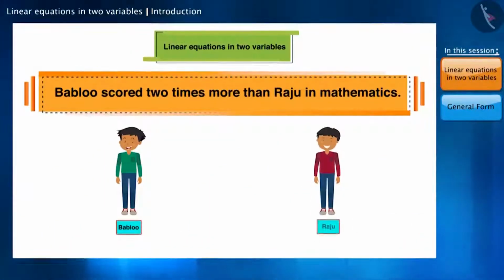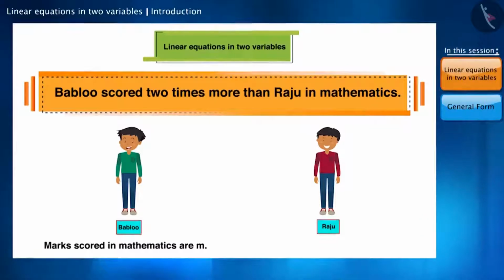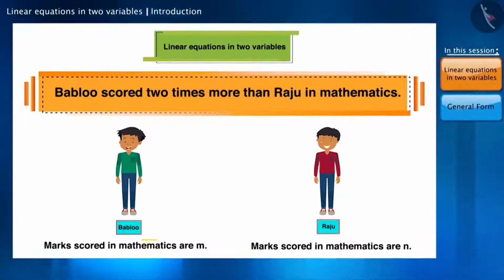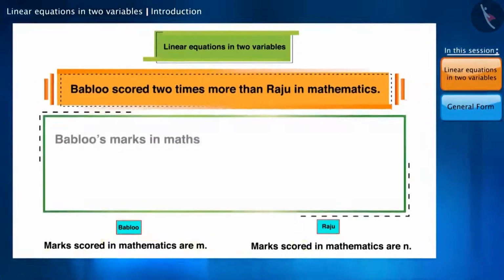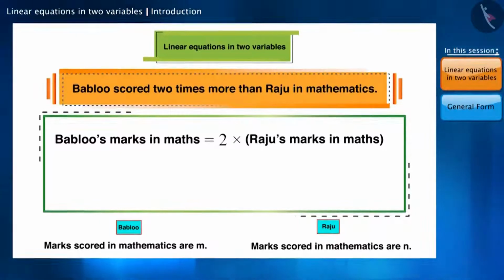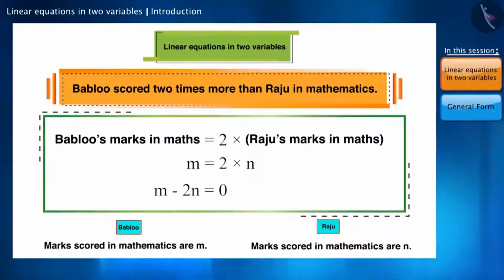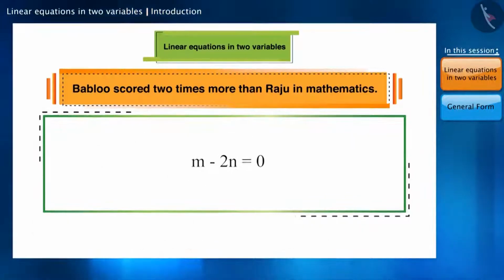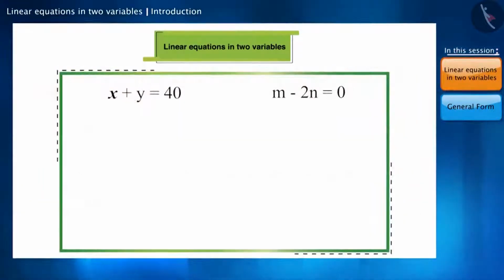Let's look at another example. Bablu scored 2 times more than Raju in mathematics. Suppose Bablu scored M marks in maths and Raju scored N marks. Note that we can use any other alphabet instead of M and N. Given that Bablu scored 2 times more than Raju in maths, we can represent it like this. We can write it as M minus 2N is equal to 0 as well. And we get another equation.